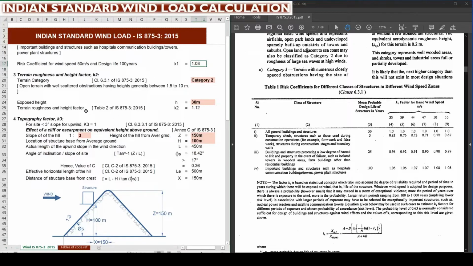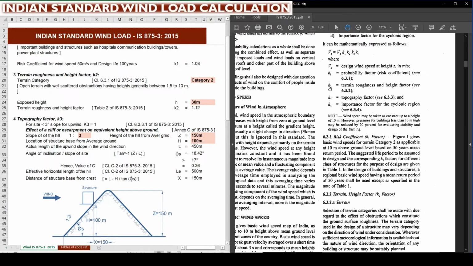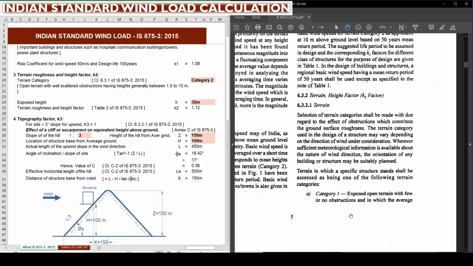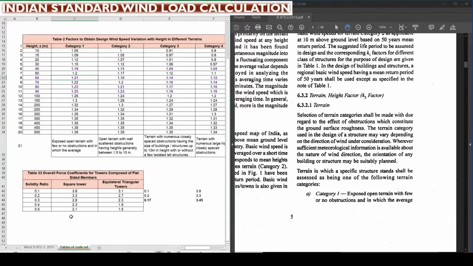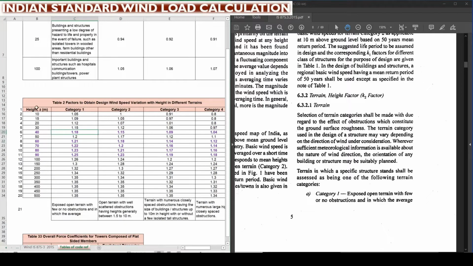For that we need to select the category. For category definitions, we need to refer to clause 6.3.1 of IS 875 Part 3. This is available on page number 8. It starts from here, category 1, exposed open terrain with few or no obstructions. On the left hand side Excel sheet, the same is extracted here.